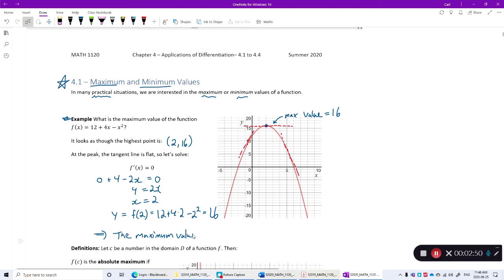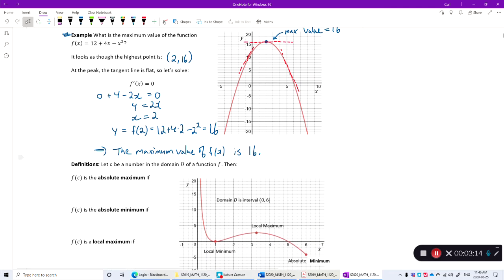So that means that the maximum value of f of x is 16. So we're going to be doing this kind of calculation throughout this section. There are a few more complications, but this is the basic idea. To find the maximum, we look for the places where the slope is 0. The minimum is also a place where the slope is 0.